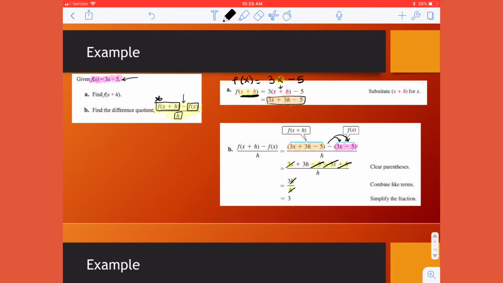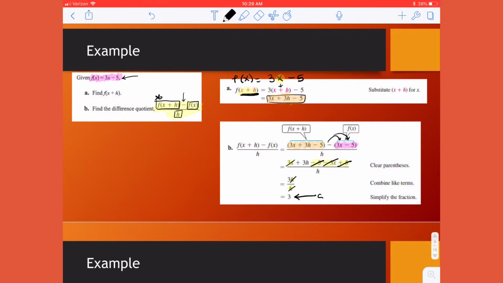And what I want to make sure is not that you can just solve, but that you realize what this is. This represents the value of the slope of your secant line.